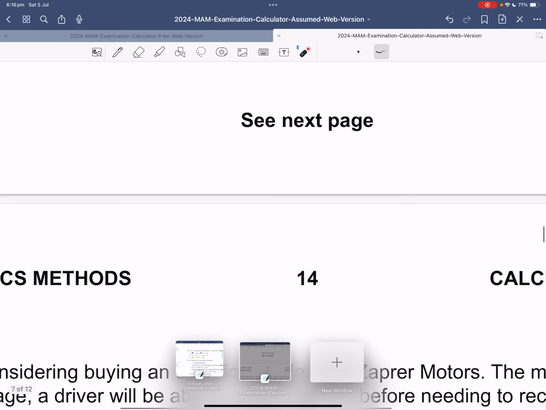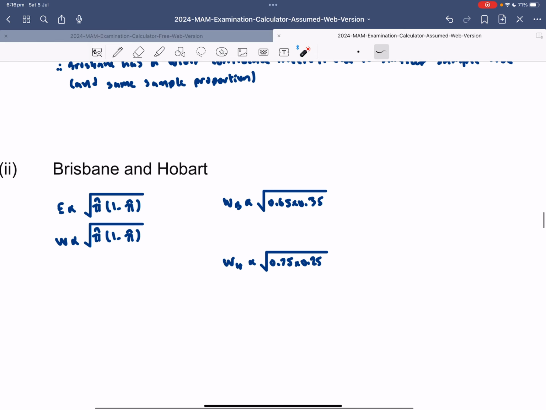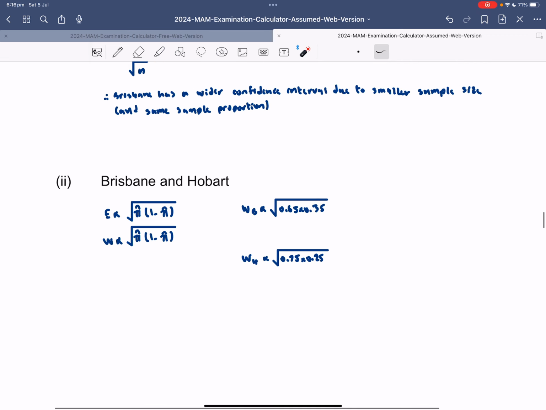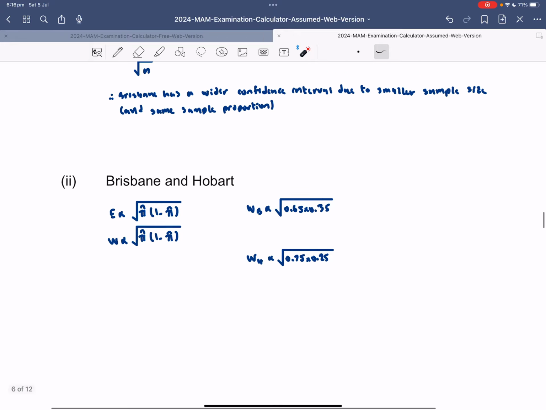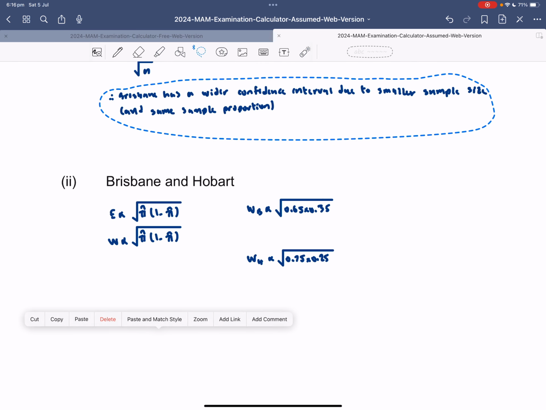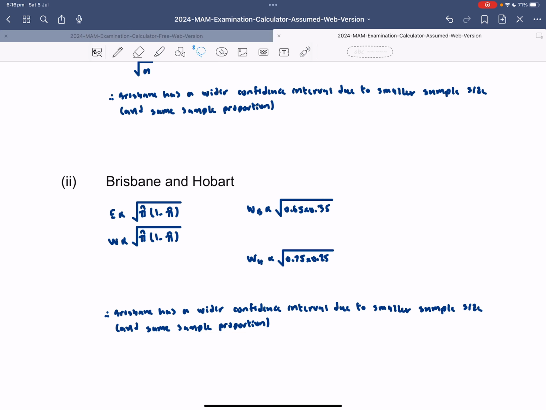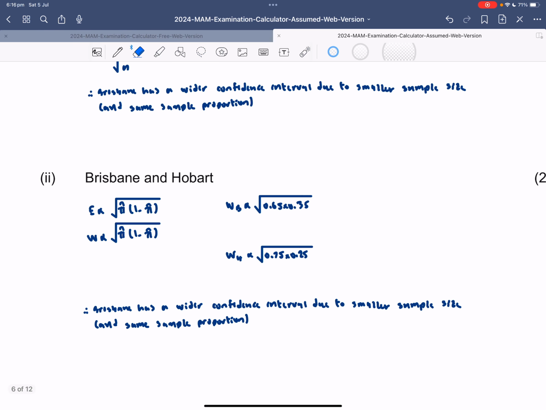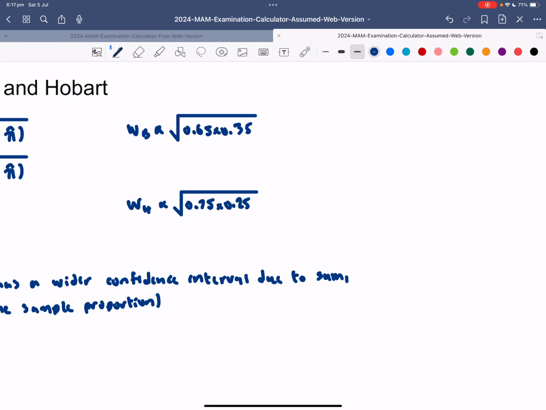So what I'm trying to tell people is the closer it is to 0.5, the bigger the margin of error, and the larger the sample size you need to guarantee a certain error. Effectively, I've written enough working out, and then we'd explain that therefore Brisbane again has a wider confidence interval. In this case it's not due to a smaller sample size, but due to a sample proportion closer to 0.5.